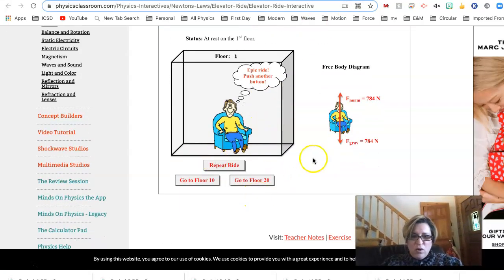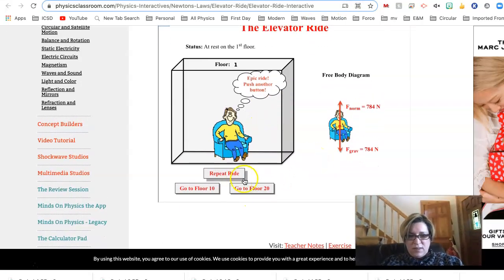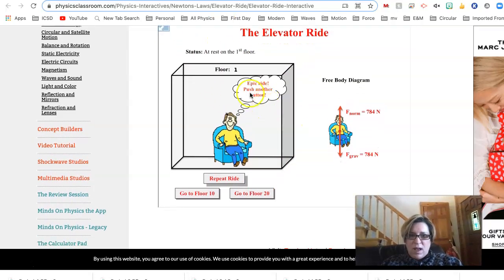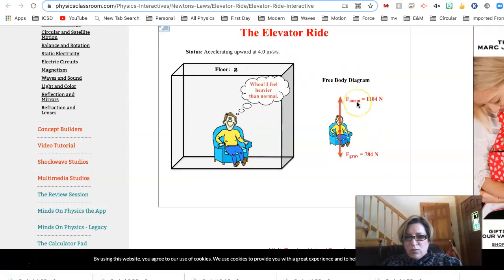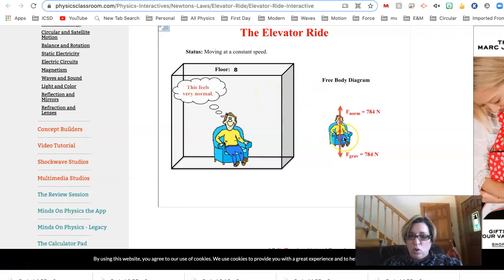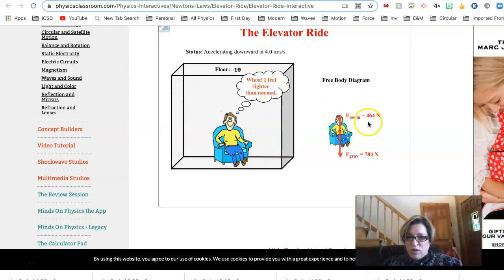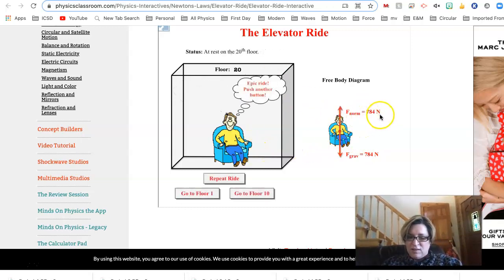So if you say go to floor 20, at first it kind of seems like nothing happens, but notice everything before we start, right? He's at rest at the first floor, we've got balanced forces, and we're going to ride to floor 20. Okay, now, in the beginning, you'll notice that the normal force gets bigger, okay? And he feels heavier. Then he feels normal for a while as the forces balance out. And then at the end of the ride, he starts to feel lighter as the normal force again gets smaller.